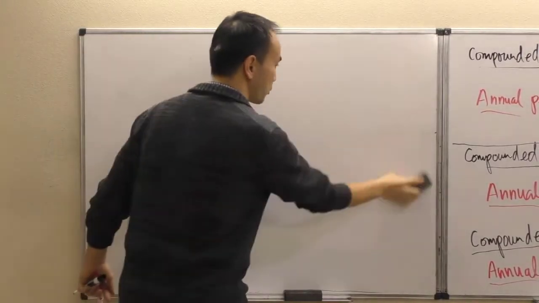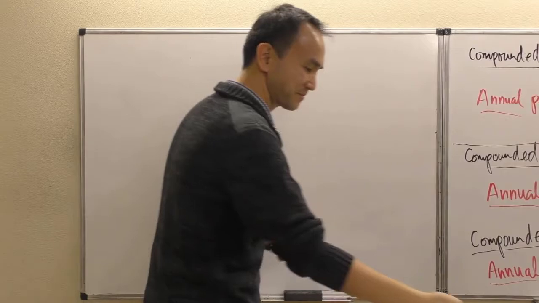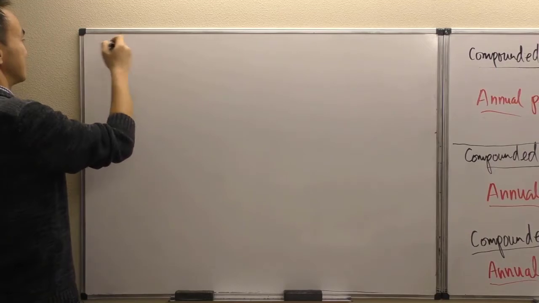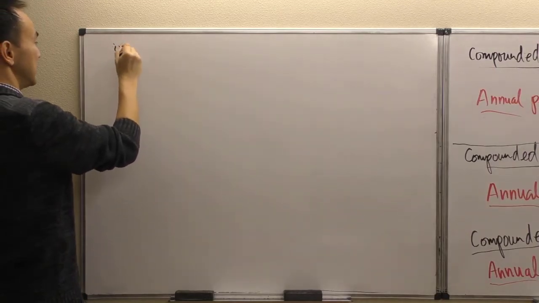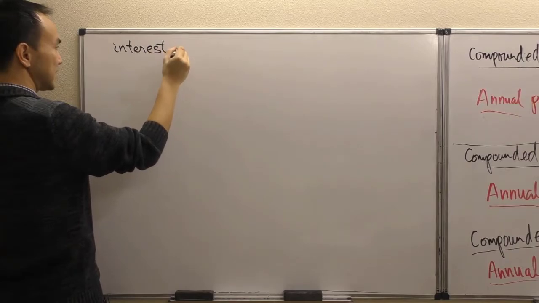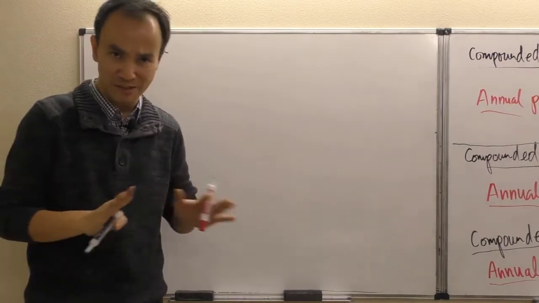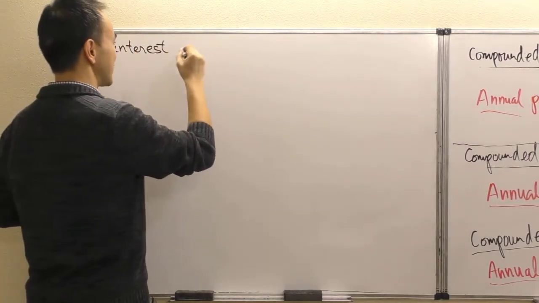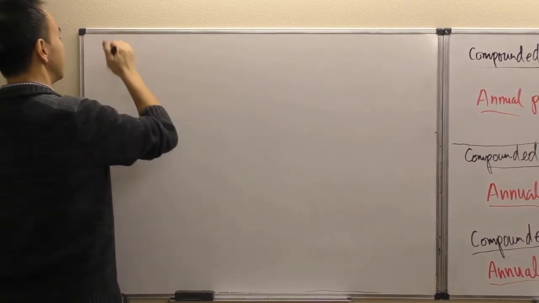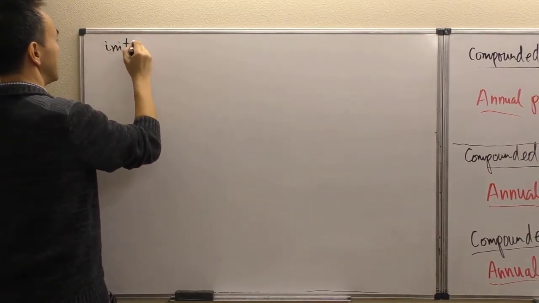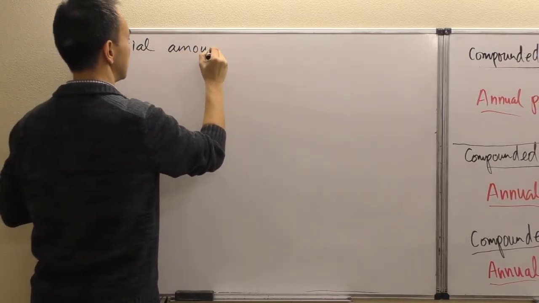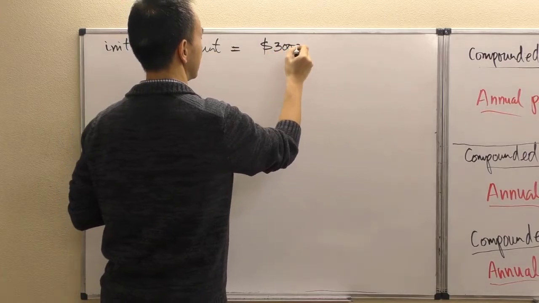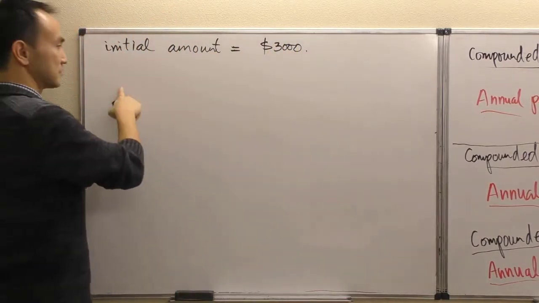allow me to quickly come up with another little problem. I still keep some data from example 1, but allow me to come up with a completely different scenario. Let's say we have an initial amount still being $3,000. All right. But think about this.